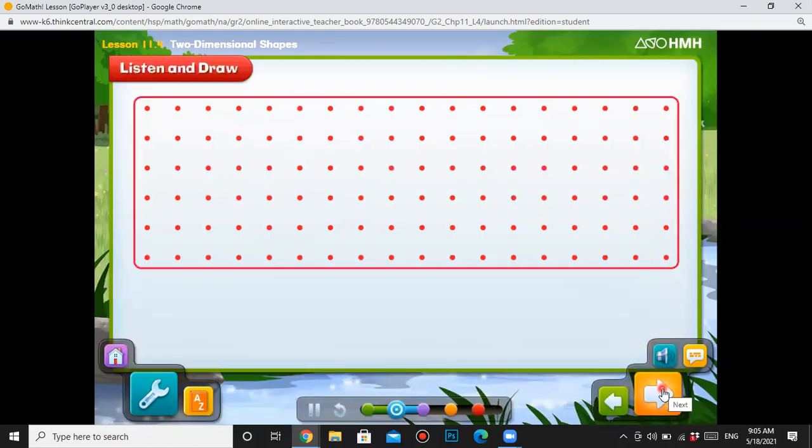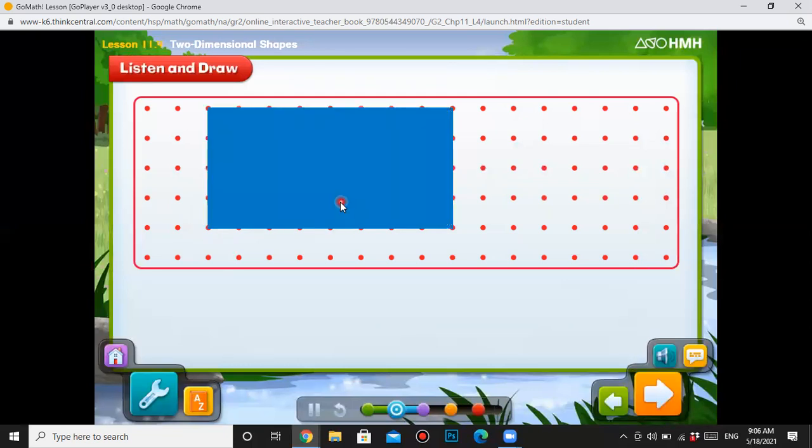Yeah. There are lots of shapes with 4 sides. Let's draw one on the dot paper. Click the dot to draw a side. We're gonna draw a shape. Continue to draw the other sides. Keep going. You're almost finished. This shape with 4 sides is a rectangle. Now let's draw another shape with 4 sides. Click the dot to draw a side.